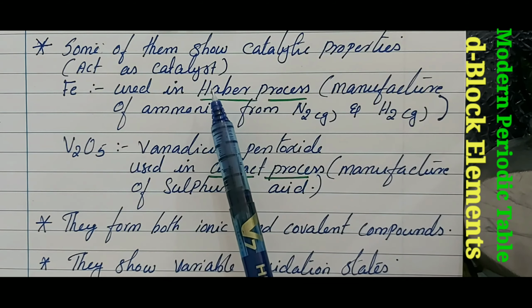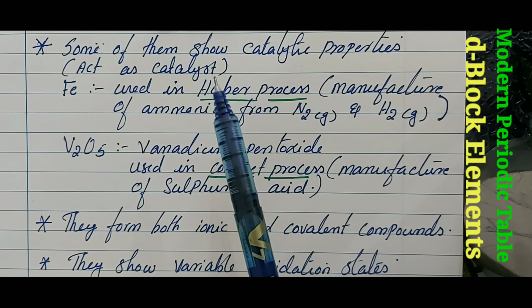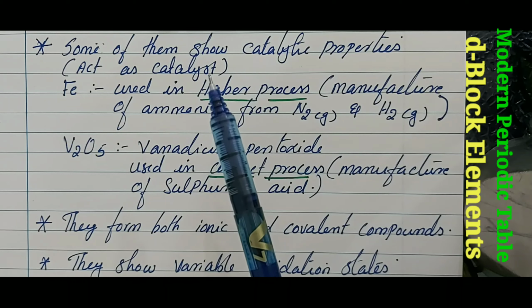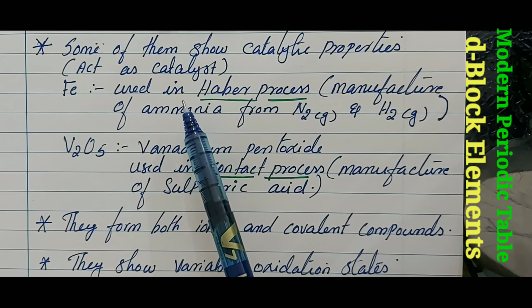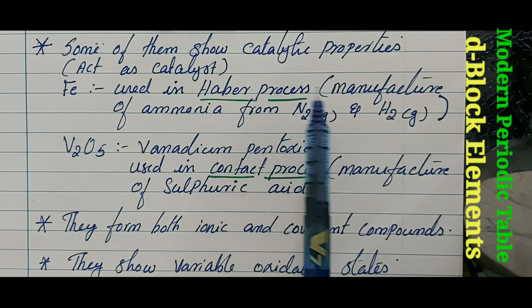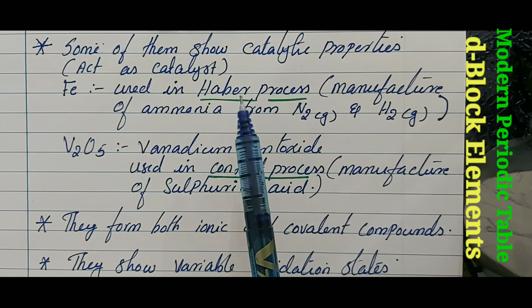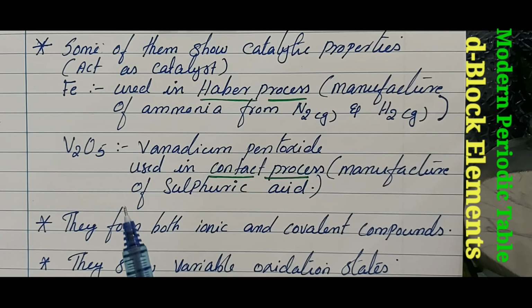Meaning, some of the D-block elements can act as a catalyst. You know that catalysts are substances which will increase the rate of a chemical reaction. Example, iron. We can use iron in the Haber process. What is the Haber process? Manufacture of ammonia from N2 and H2, nitrogen gas and hydrogen gas. In that case, Fe is used as a catalyst.